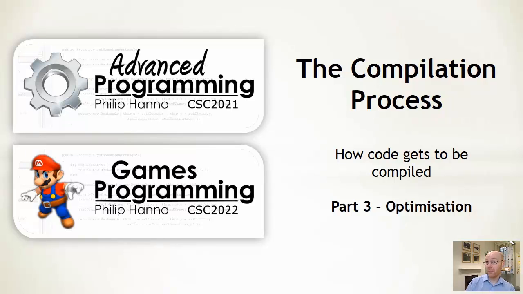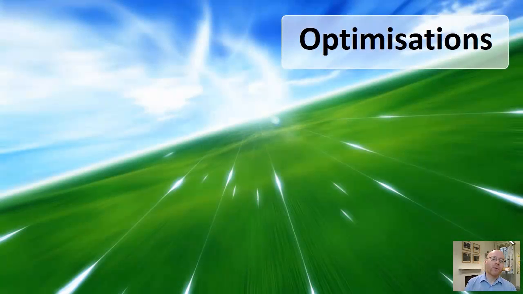This is the final part in our series of talks having a look at the compilation process within C++. In this one, we're going to briefly have a look at some of the techniques that the compiler will use to try to optimize our code.